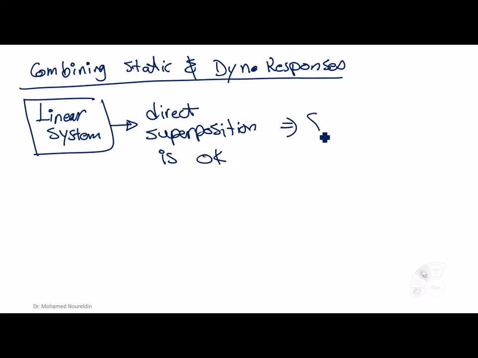This means that static plus dynamic would work for us. What is the meaning of this? The meaning is if we have static displacement, then we can combine it with the dynamic displacement, for example.